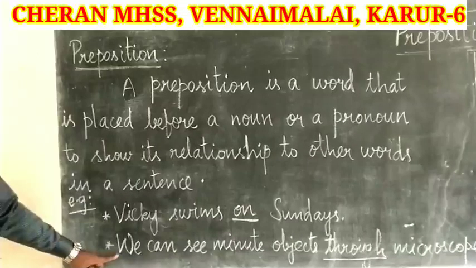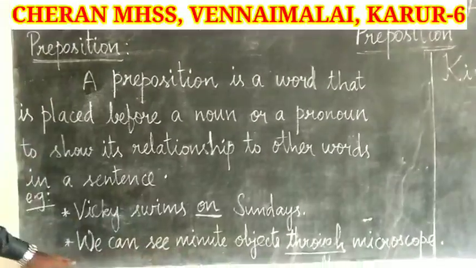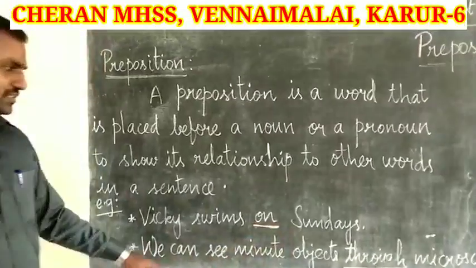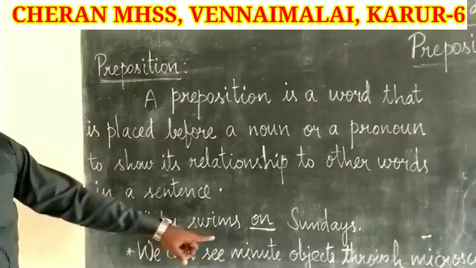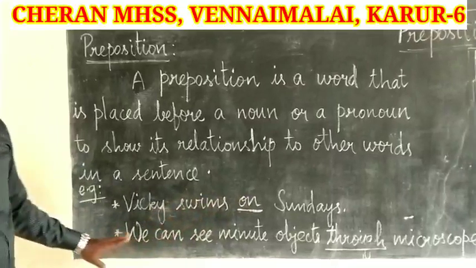Next example, we can see minute objects through a microscope. Here we is a noun, microscope is another noun, and this through is a preposition. This through shows some relationship between this noun and the microscope noun.